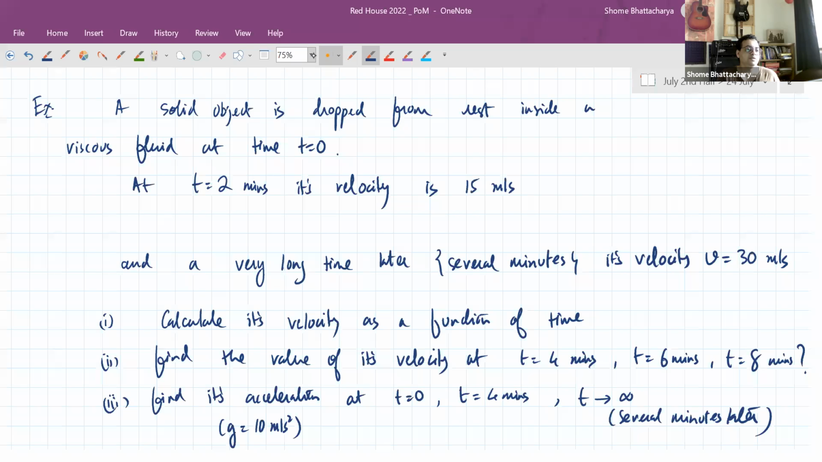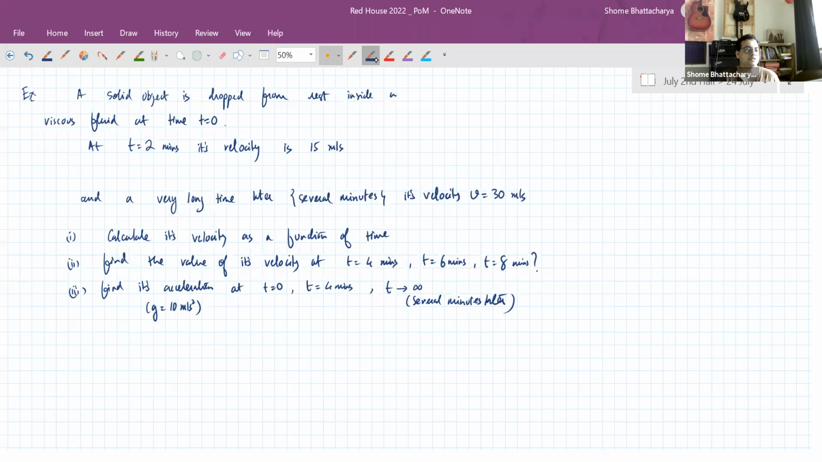So you can see very minimal information given over here. You don't even know that it's a spherical body. But nonetheless, it's given to you that it's dropped inside a viscous fluid for vertical free fall. That kind of situation. So see how we'll make use of the properties of this kind of a system and the equations that we have developed in the previous section.